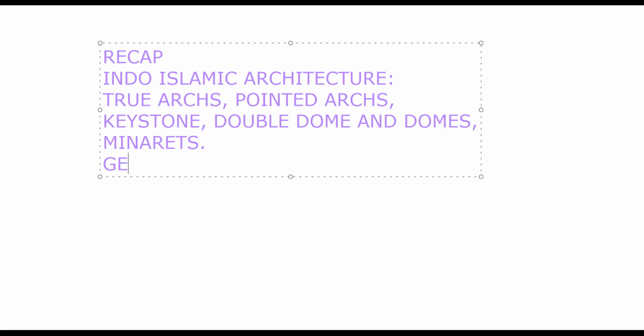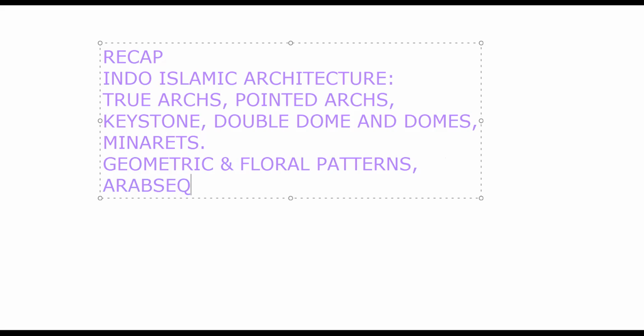So I hope all these topics are clear to you in the Indo-Islamic architecture. After that, we also discussed geometric and floral patterns. And also we have one more thing, which is known as the arabesque. And at the last, we discussed some examples of the Mughals. In short form, how they introduced gardens and how they introduced the pietra dura.